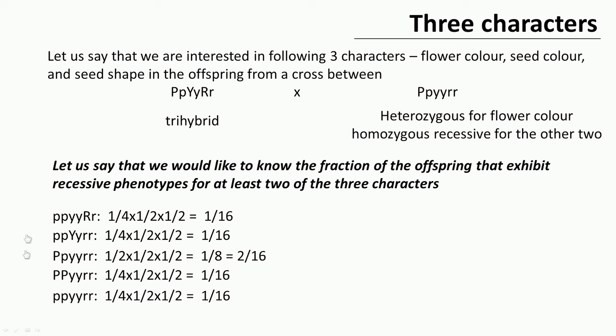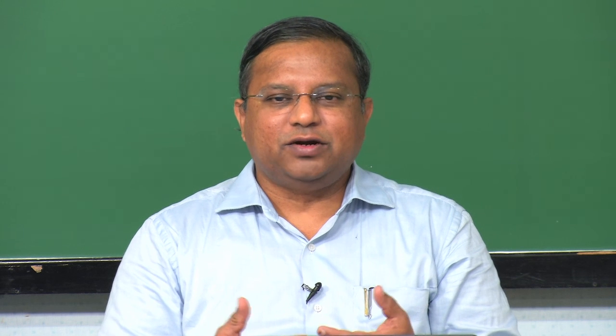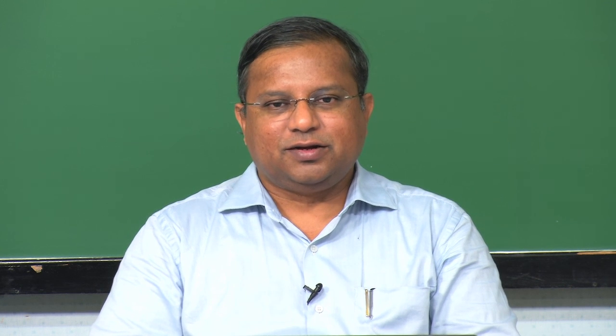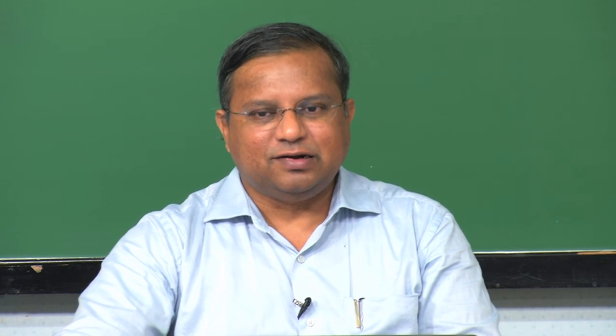So, in all these ways you could get offspring that exhibit recessive phenotypes for at least 2 of the 3 characters. So, you just have to add all these things to get the total probability. So, the probability of at least 2 recessive phenotypes is just the addition of all these probabilities, that turns out to be 6 by 16 or 3 by 8. So, a lot of probabilities this way are found and they turn out to be useful, as we will see in some ways later on when we discuss diseases.